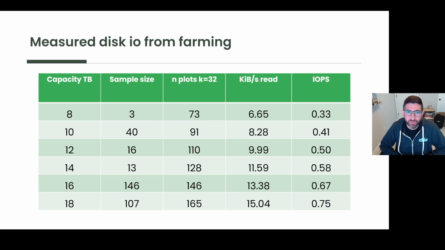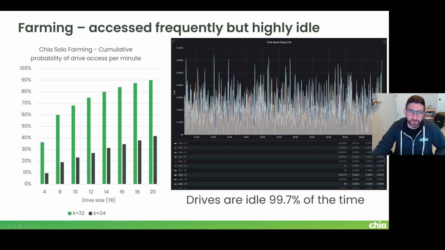A single hard drive can do about 280 megabytes a second read, all the way on the outside platter. On the slowest part of the drive, it can be about 130 megabytes per second. So this is a very, very tiny amount of data. And again, a hard drive can do a couple hundred IOPS. This is less than 1 IOP for the Chia farming workload. So why is this important?